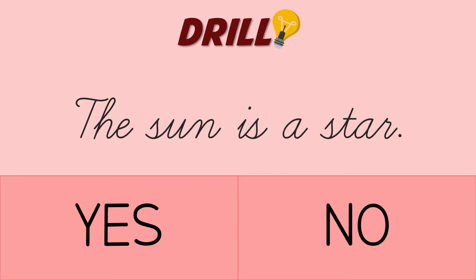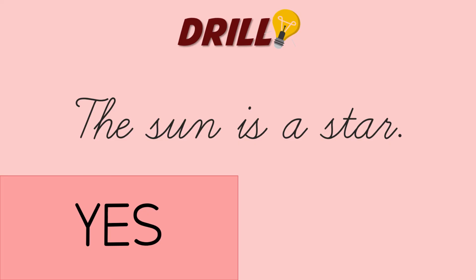Next, the sun is a star. Do you think it's a declarative sentence? If your answer is yes, you are correct. The subject, the sun, predicate is a star. And the most obvious clue, it ends with a period.